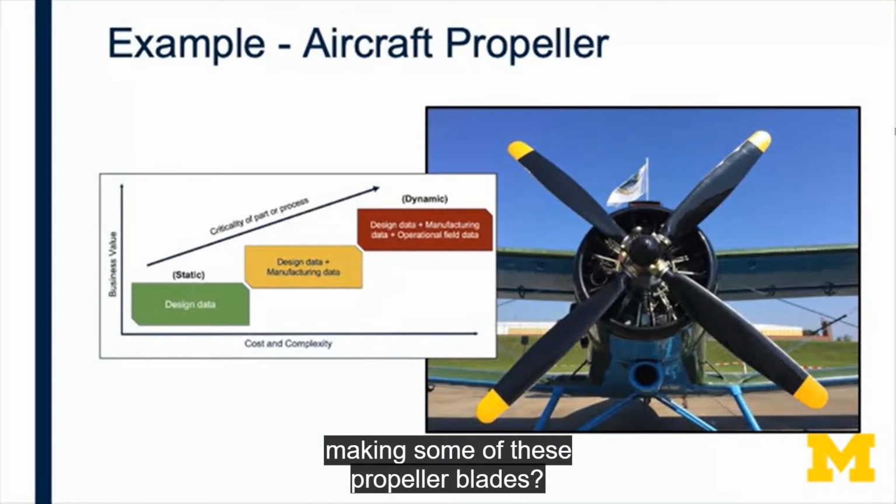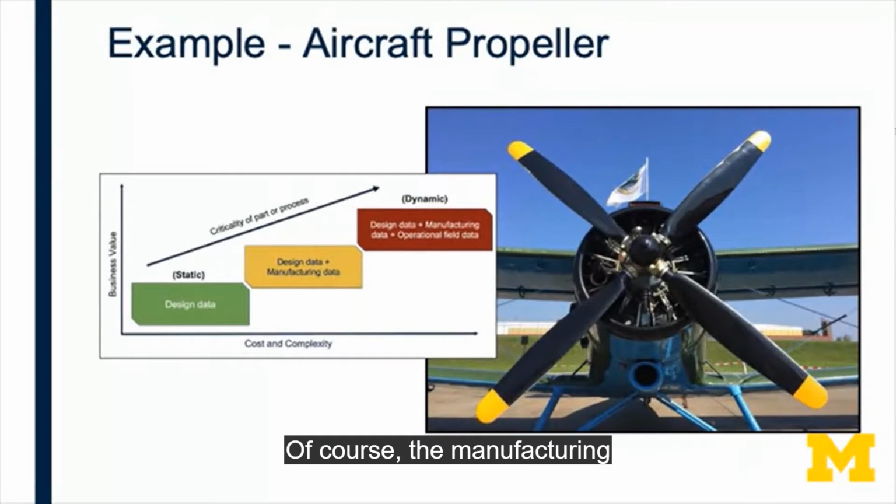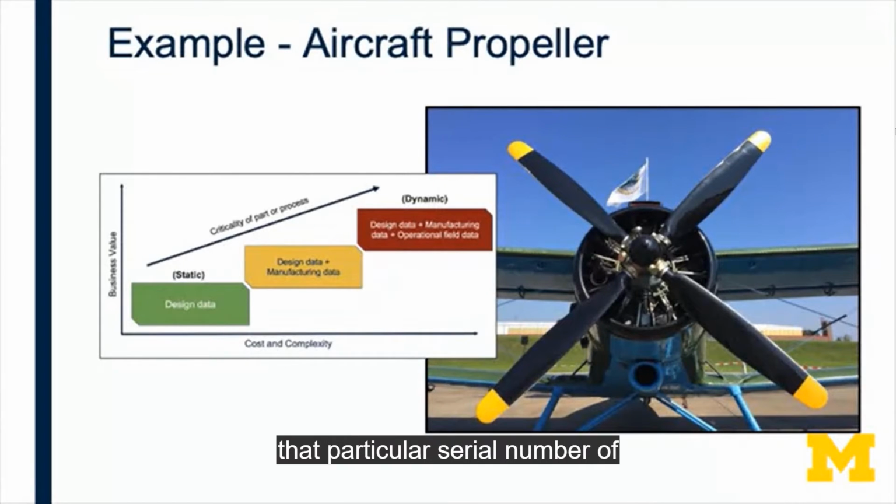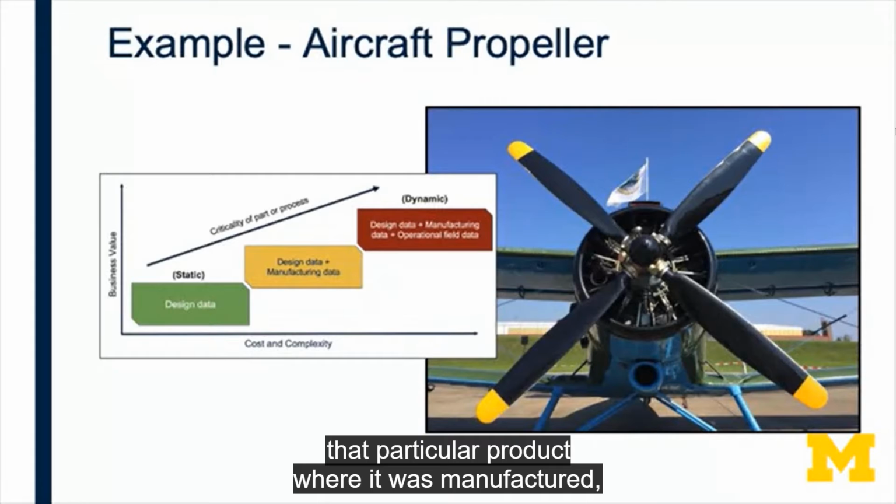So those are the information that you would collect in the yellow one. And of course, the manufacturing information is also important because it is important for you to track if you have any problem, say reported from the field, then it is important for you to track from that particular serial number of that particular part where it was manufactured, when it was manufactured, right?